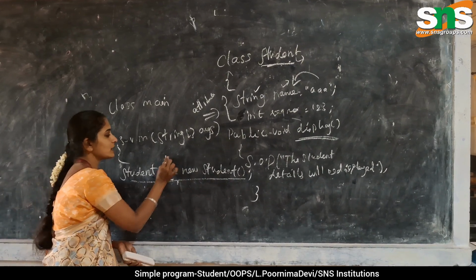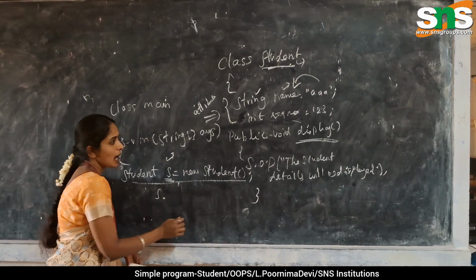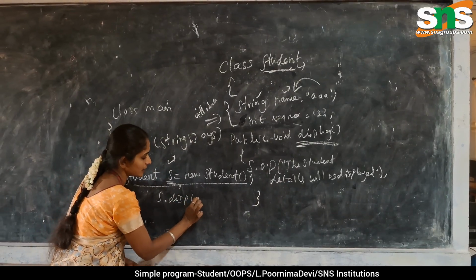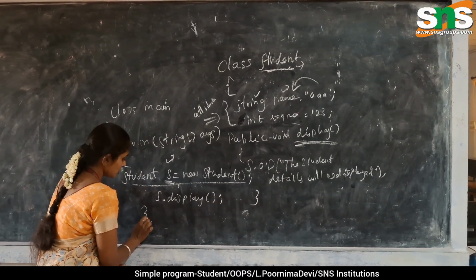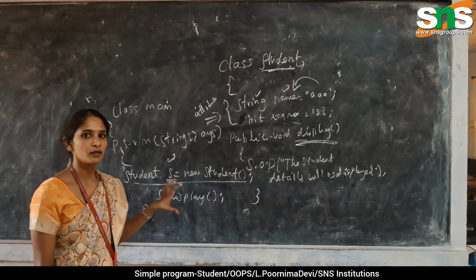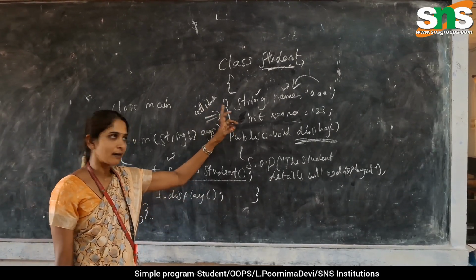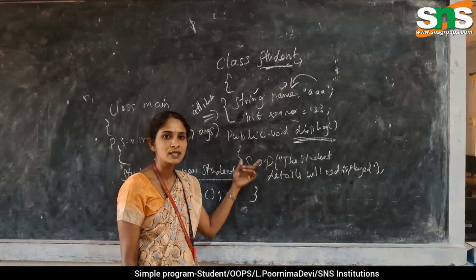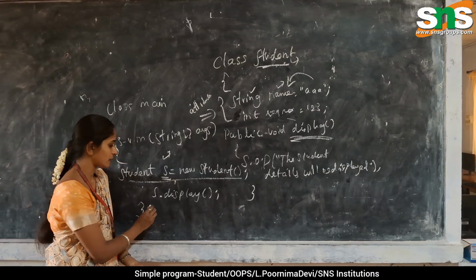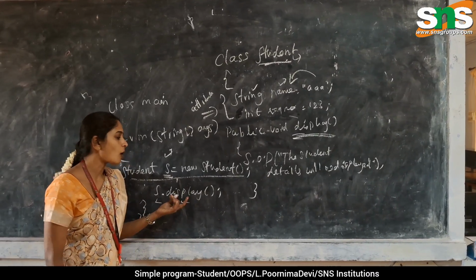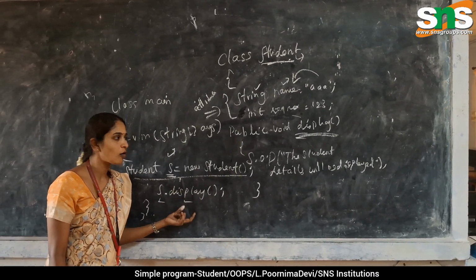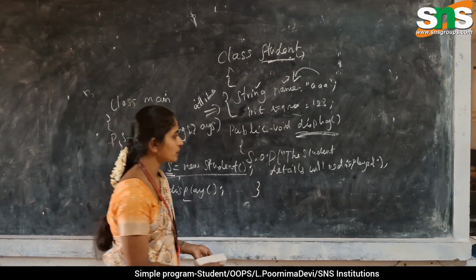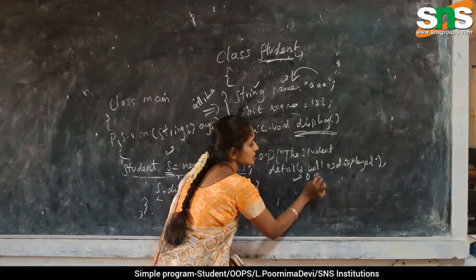After that, with the help of the object S dot, I have to call the method display, which I have defined inside the class Student. This is what we have to give for this question. You have to create the class named Student, and inside the class you have to define attributes and methods. With the help of the object, you have to call the method. When you call the method, the definition of that particular method will be displayed. So the output will be that the student detail is displayed.